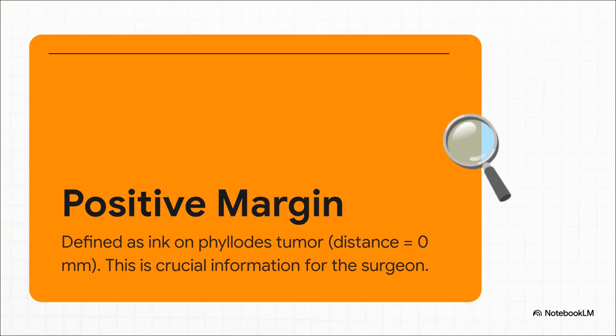So let's be crystal clear about margins. In the world of Phyllodes tumors, a positive margin is defined simply as ink on tumor. The distance is 0. It's either positive or negative, that's it. And this is such a vital piece of information because it's one of the main things a surgeon uses to decide if the patient needs to go back to the OR for a re-excision.